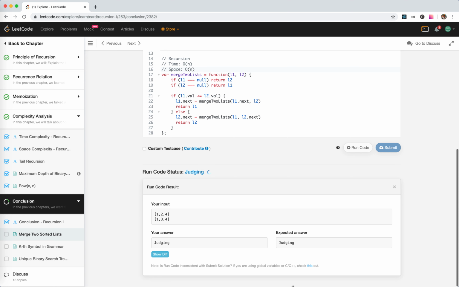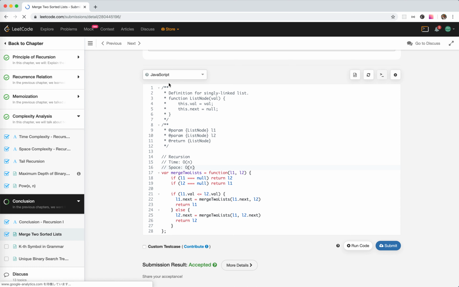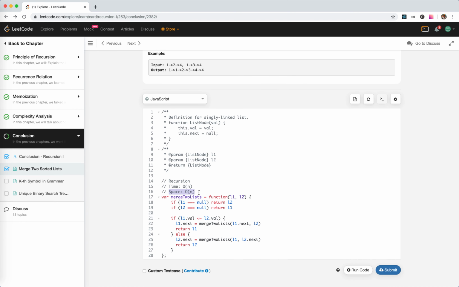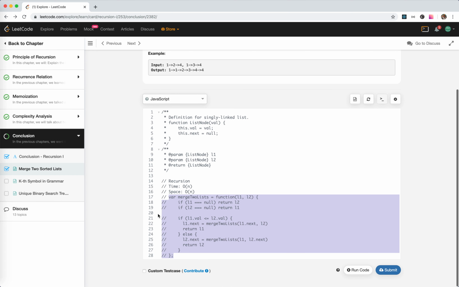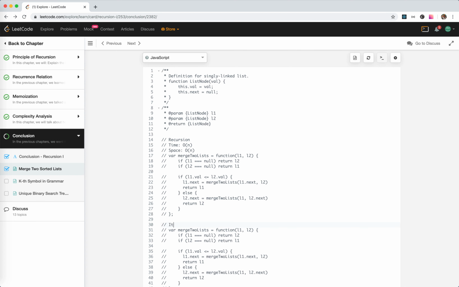Let's run the code. Finished. Accepted. Let's see how fast we are. We are not. Anyway, we are trying to do it in a recursion way. I think the time could not be improved, but the space maybe we can improve by avoiding the call stack. So let's try it in an iterative way. Iteration.